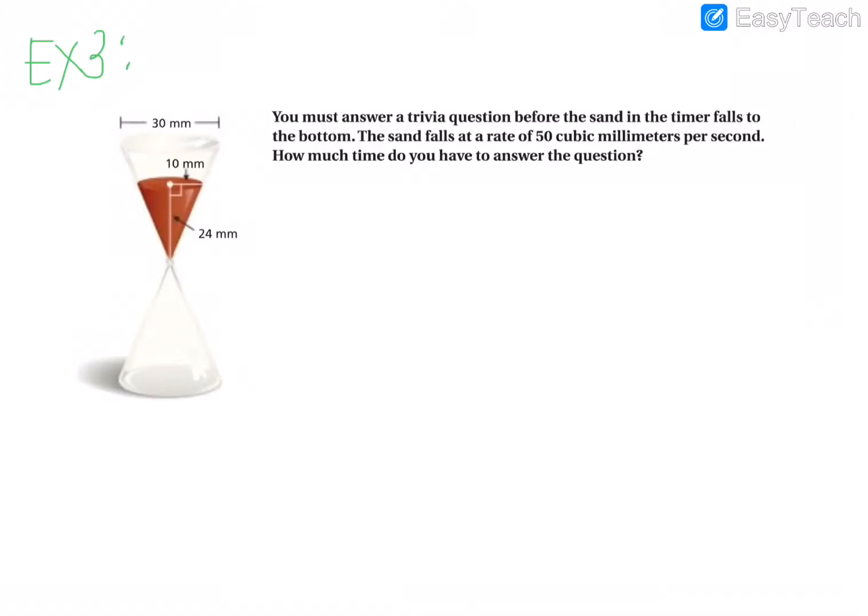The sand falls at a rate of 50 cubic millimeters per second, and as we can see, we've got a cone in the picture. How much time do you have to answer the question? So, looking at what we have, this number is actually irrelevant. We don't need that. We're just focusing on the amount of sand.